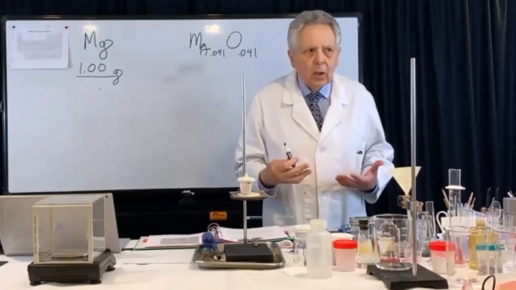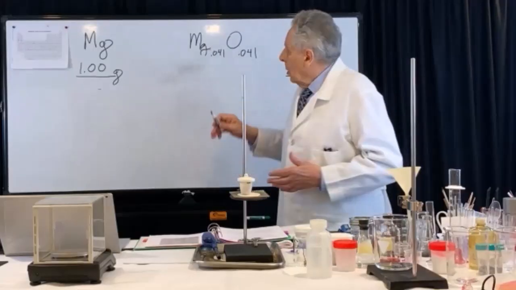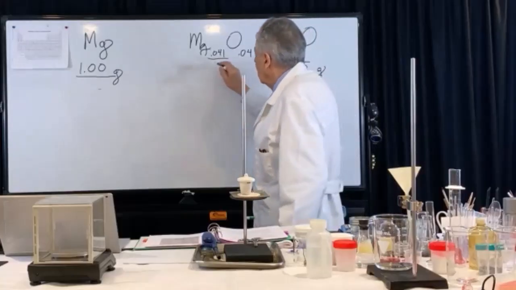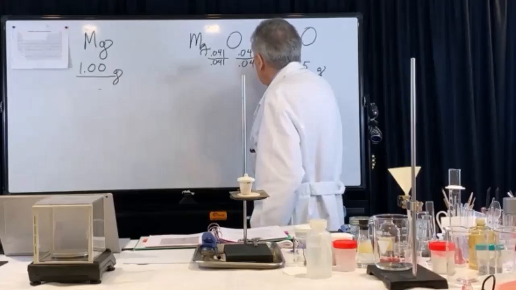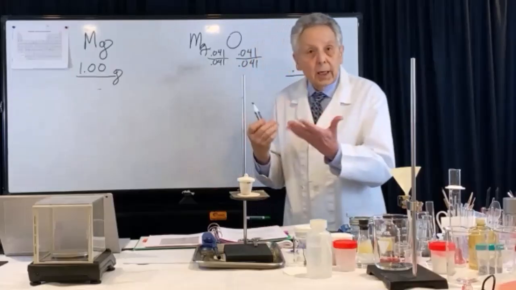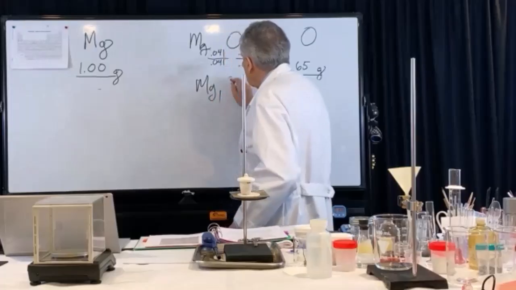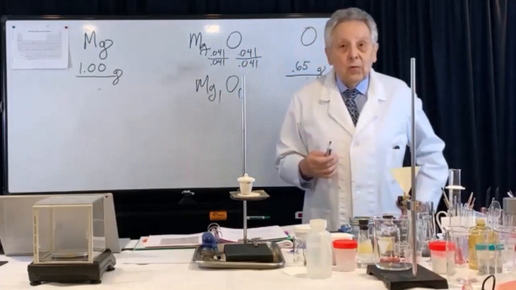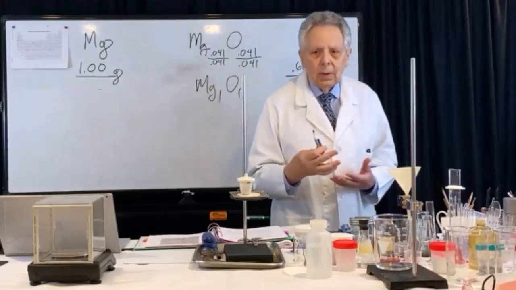Now, the mathematical way of doing this, if you're doing this formula the long way, you look for the smallest number and divide both of these by the smallest number to get their whole number ratio. Because we don't want 0.041. We want to scale it up to whole numbers, which is magnesium 1, oxygen 1. That's the formula. And that's the formula we predicted with the +2 and -2. So I wasn't lying to you.